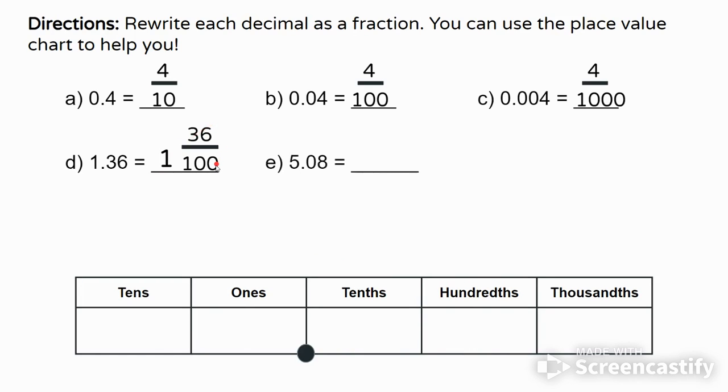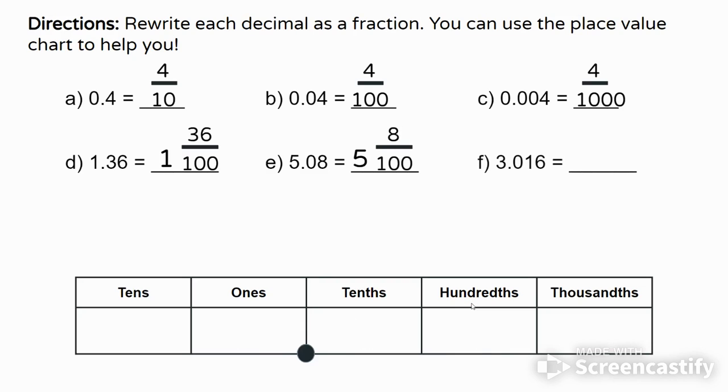Next, we have 5 and 8 hundredths. So we have the 5 in the ones place, a 0 in the tenths, and an 8 in the hundredths. Our whole number is anything before the decimal point, so we're going to place a big 5 in front of the fraction. If we look after the decimal point, we see the number 8. So that is going to be our numerator. And the last digit 8 is in the hundredths place. So our denominator is going to be 100.